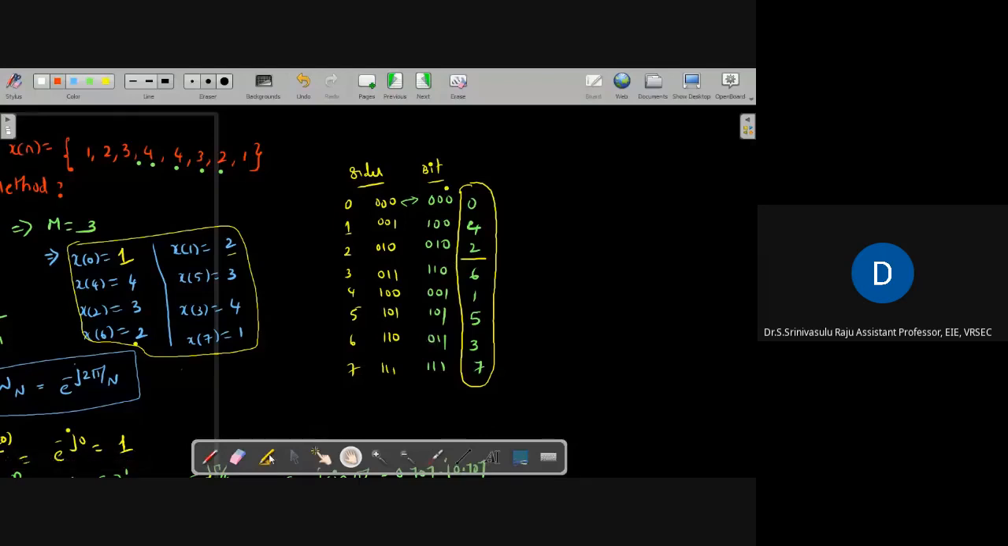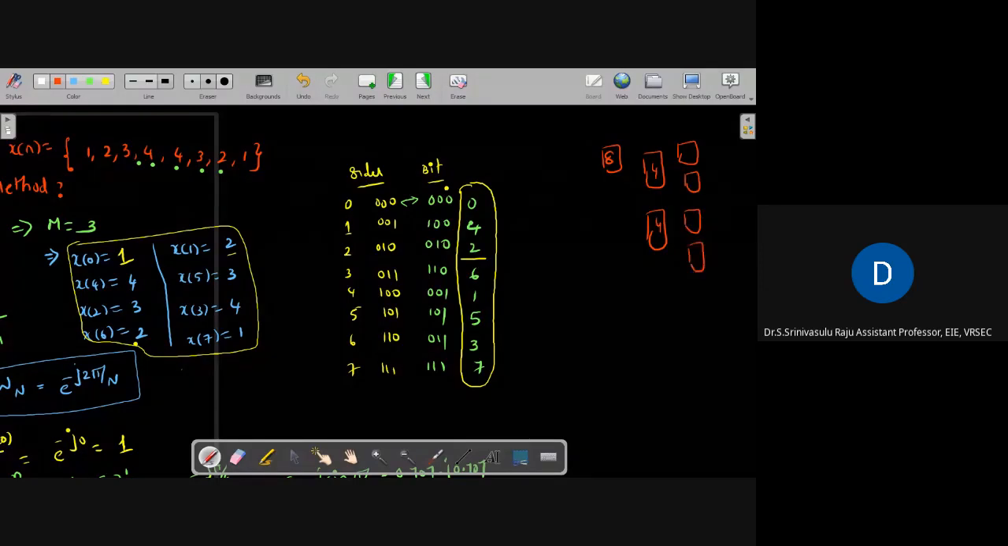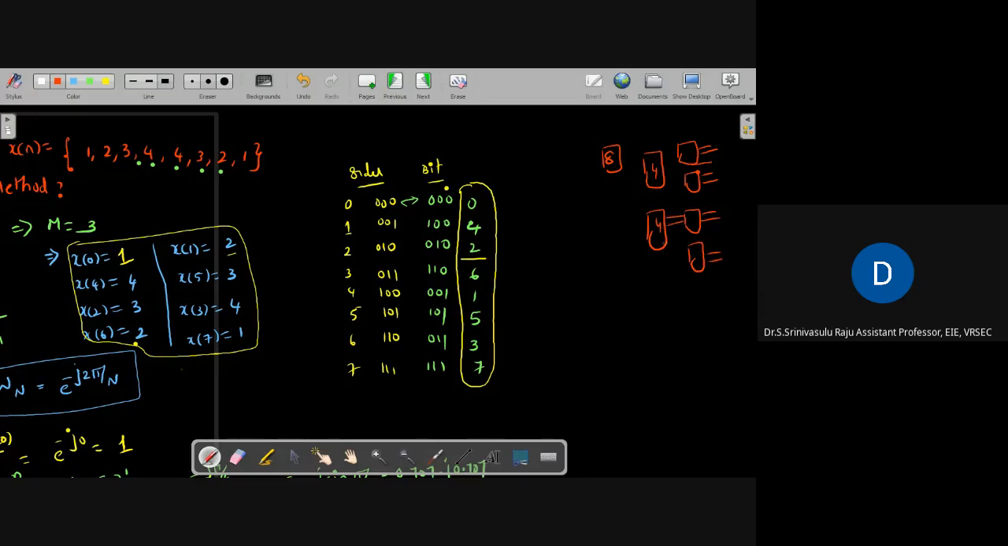So what is happening here? The 8 elements are divided into two 4-point blocks. Again, each 4-point block is divided into two 2-point blocks. The 2-point blocks will have the output like this. So this is the procedure.